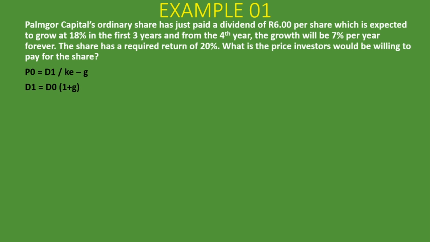So the first thing, let's calculate the dividend at year 1. How do we get it? Well, here's the formula. Dividend at year 1 is dividend at year 0, that is the current dividend, times 1 plus the growth rate.